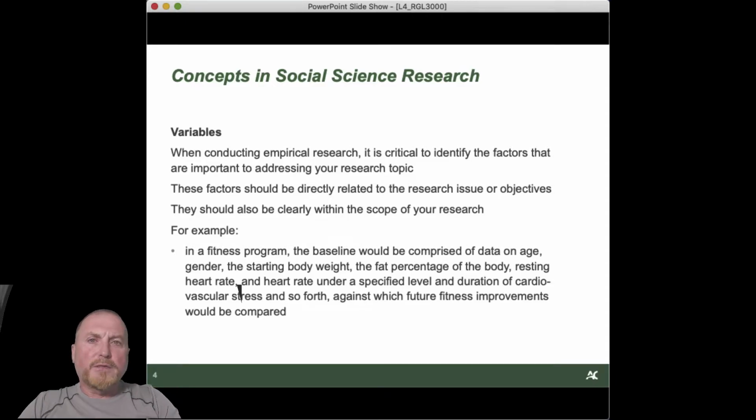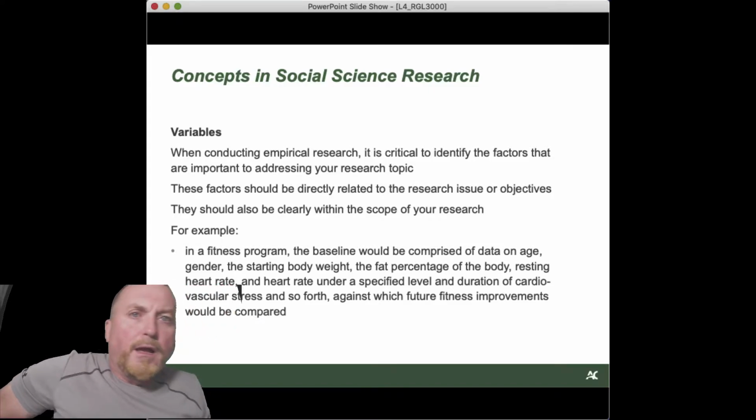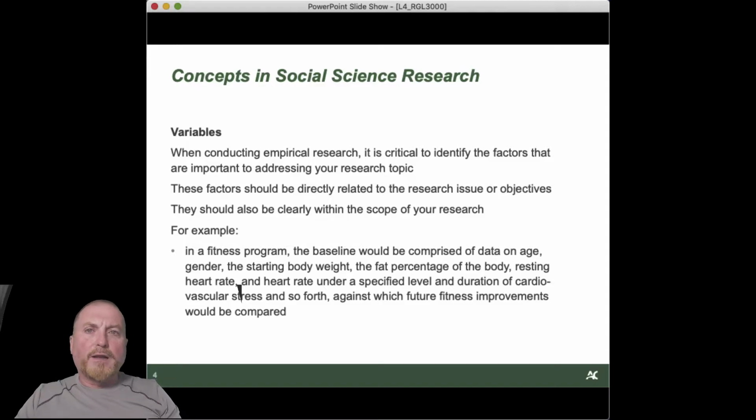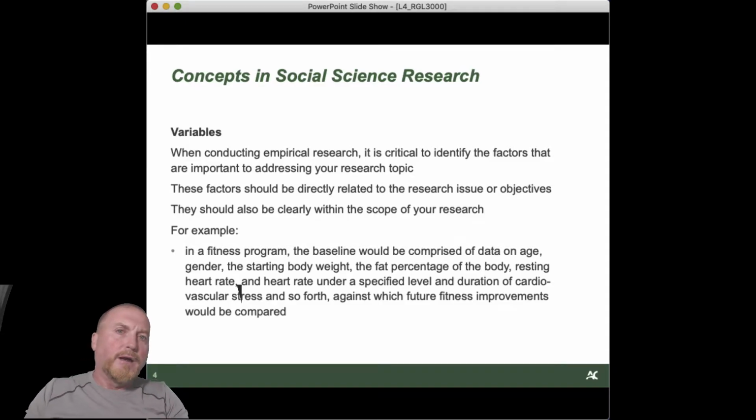Okay, let's give a simple example of a fitness program. What will we be trying to measure as factors of our fitness program? In a fitness program, the baseline would be comprised of data on age, gender, starting body weight, fat percentage of the body, resting heart rate under a specified level of cardiovascular stress, and so on. These would be a number of factors you would measure when the client came into your office, because you're trying to establish a fitness baseline on factors that are important to define what fitness is. All right?